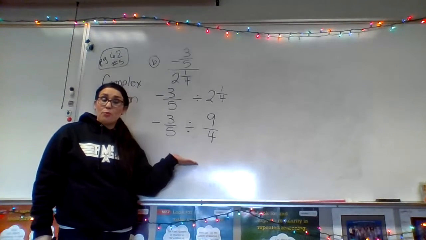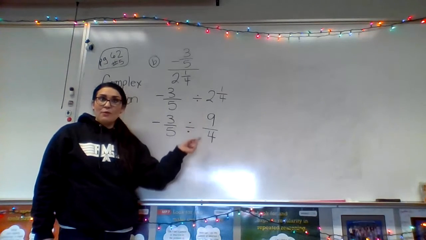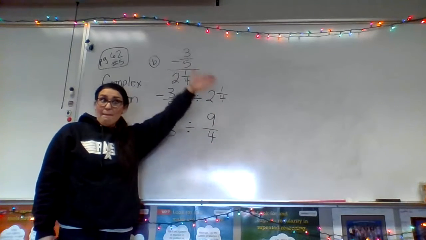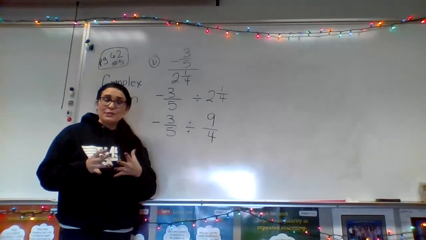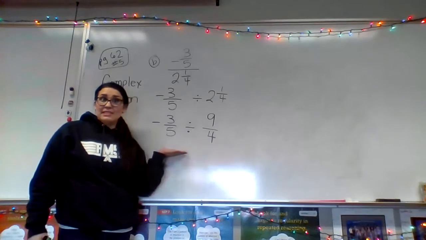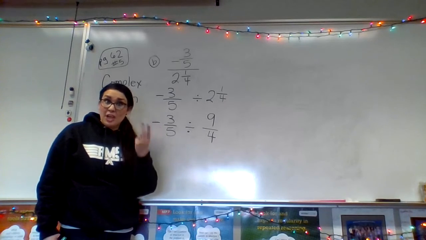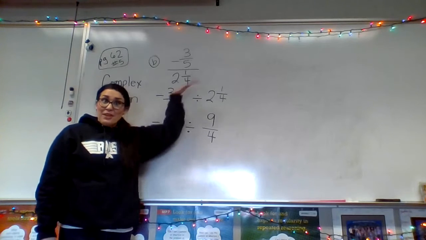All I did was I just rewrote our problem down here. I took my mixed number and I wrote it as an improper fraction. Again, my friends, I have done not a whole lot of math at this point. I'm still just playing around with these numbers so that I can put it in a format I can actually work with. Now that I have a fraction divided by a fraction, I know I can use my keep, change, flip rules to help me multiply by the reciprocal so that I'm able to get an answer for this.